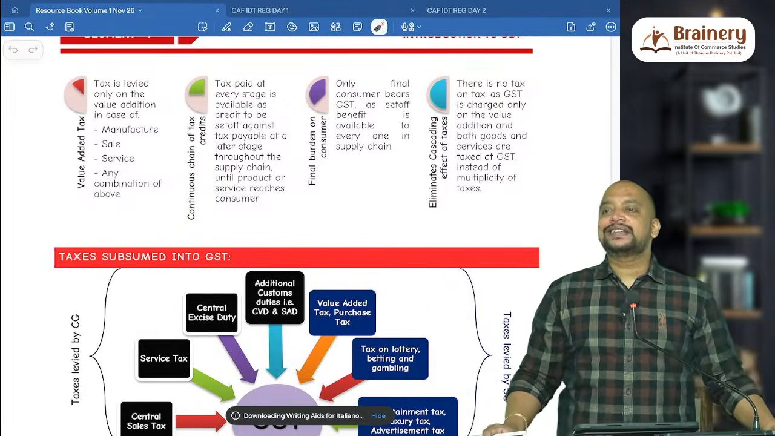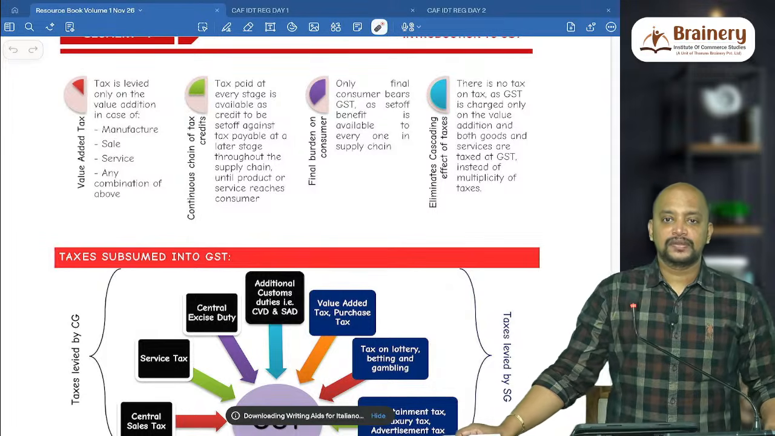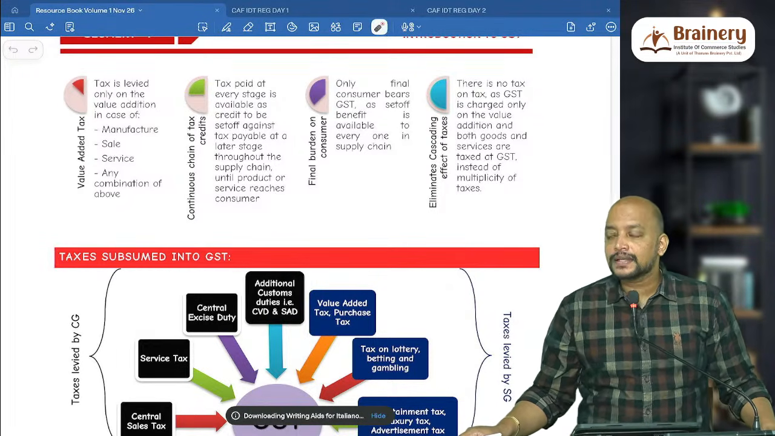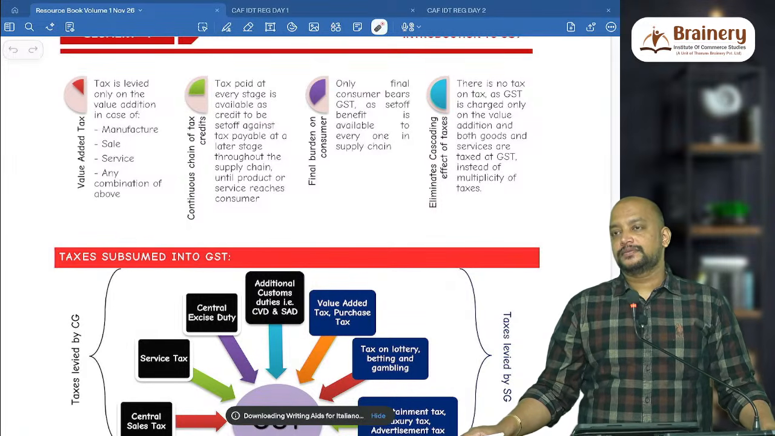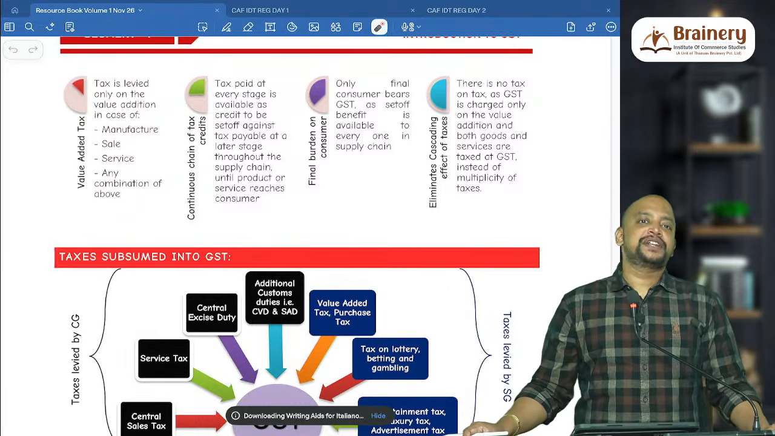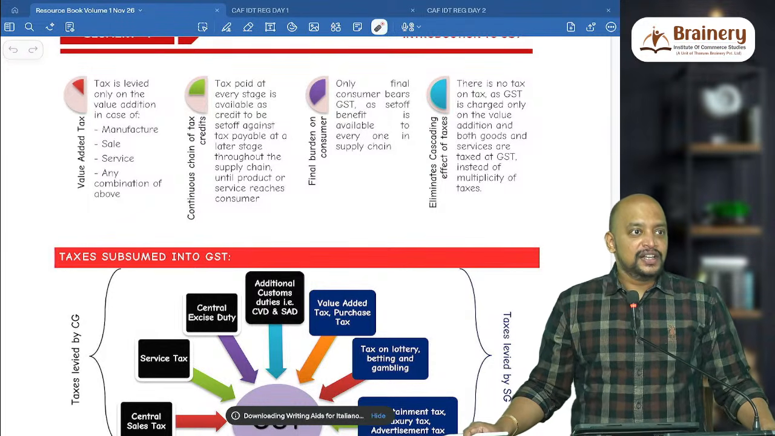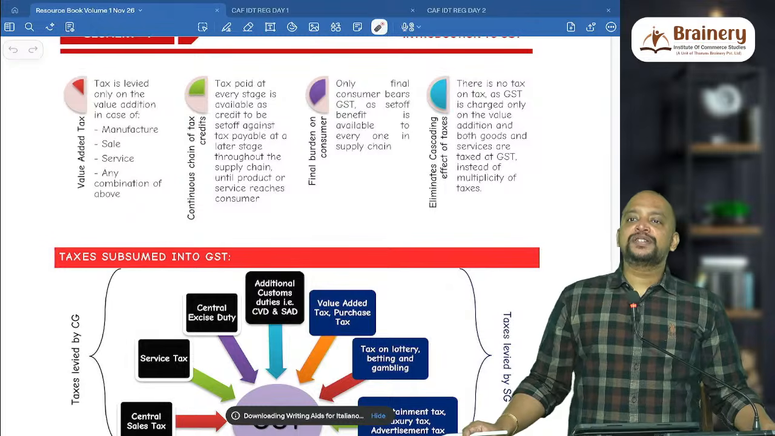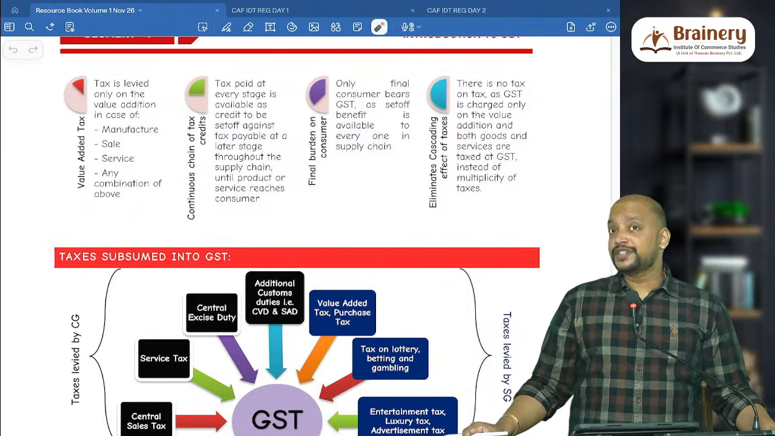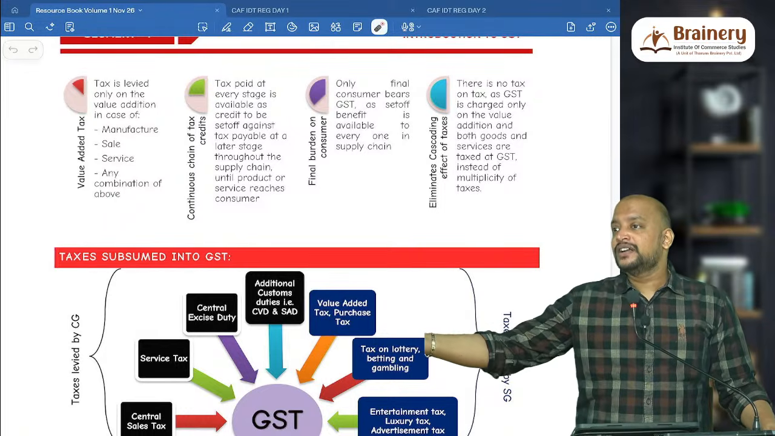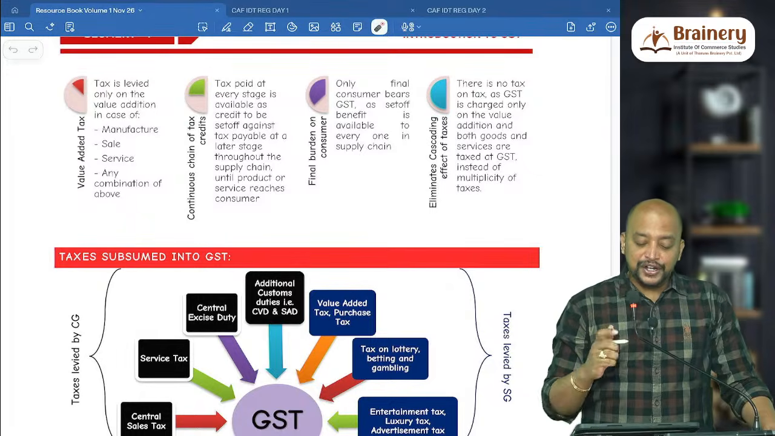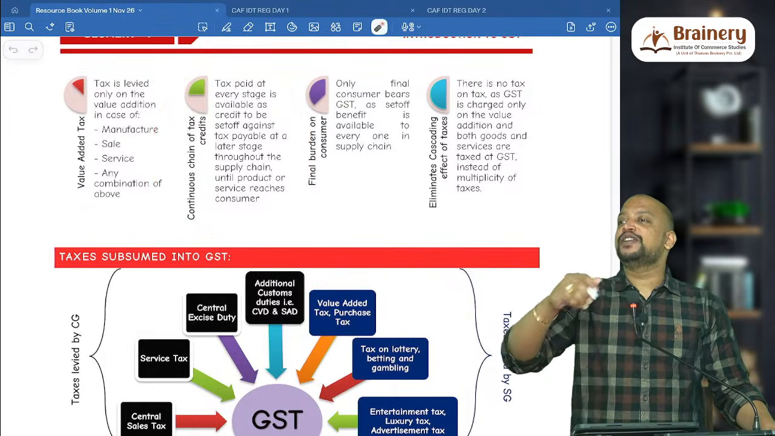Is there a possibility that this chain will break? Yes. When? When credit is not available. You would have studied in intermediate blocked credits. Even though it is used for business, you cannot take ITC on certain inward supplies. Or you would have also studied this point, if your outward supply is exempted, you cannot take ITC on your inward supplies, which means this continuous chain of credits will be broken in multiple places.